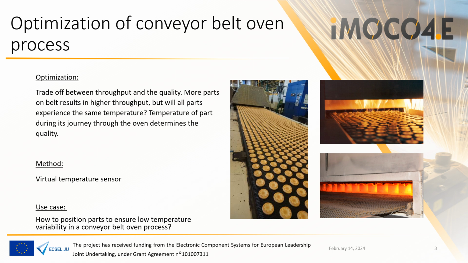To address this question, we use what we call a virtual temperature sensor. A model of the thermal process is made and used to predict the temperature of the product for a given situation. This model is used in a practical use case where we want to know how to position parts to ensure low temperature variability in a conveyor belt oven process.